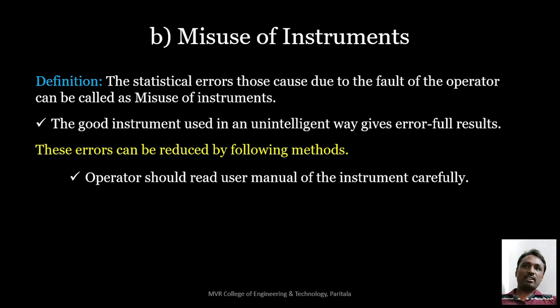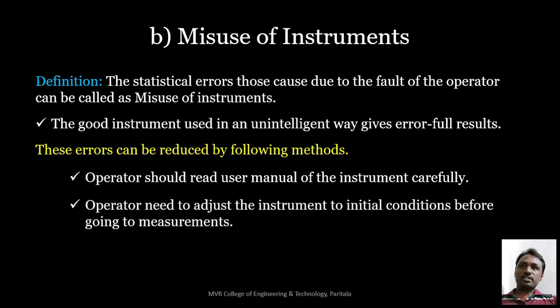So why does it come under instrumental errors, that means systematic errors? Many instruments can be calibrated at the company only, so we need not calibrate always. If we need to calibrate or recalibrate every time, that must be the instrument's fault, not ours. So this error also comes under instrumental error. The operator should read the user manual, since the manual is provided to give accurate results. If we do not follow that manual, it will not give accurate results.